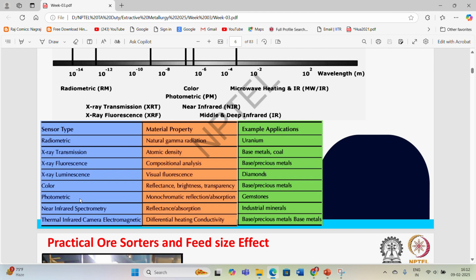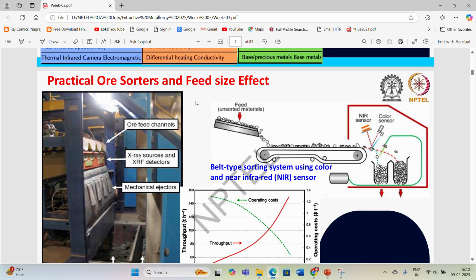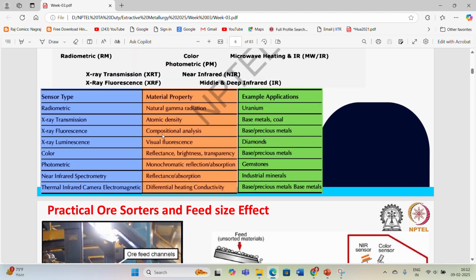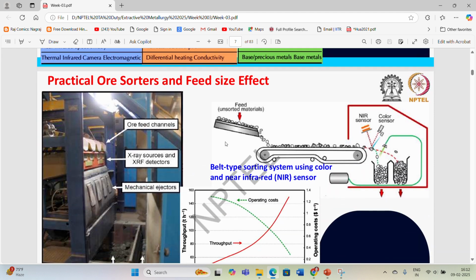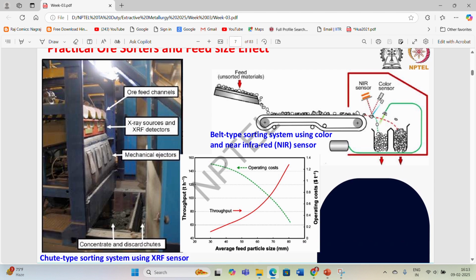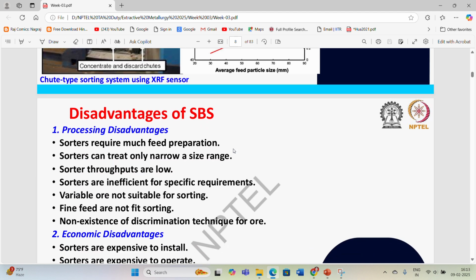We need to use near infrared spectrometry type sensor systems, and these are generally used for applications in industrial minerals beneficiation. Then practical ore sorters and field size effect. So based on these different sensor types and particular material properties, we can design our particular ore sorters and feed them with some mechanical systems.